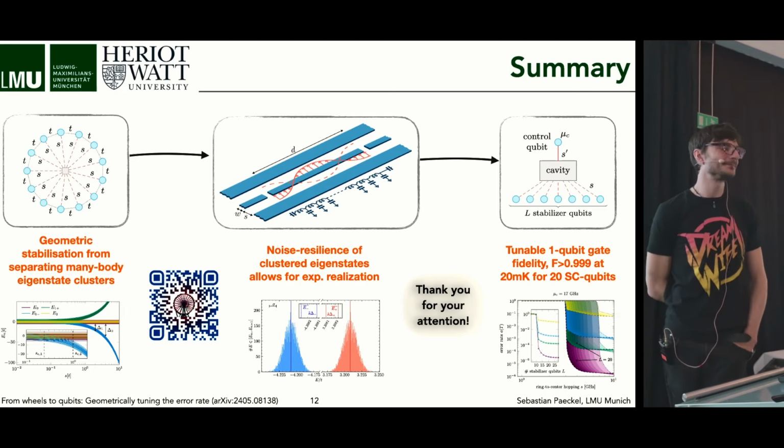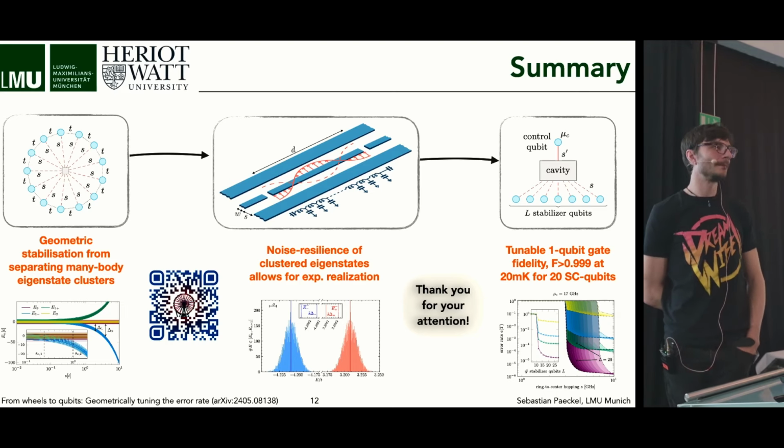Hi, thank you for the talk. In order to get something like a universal quantum computer, you would have to use two-qubit gates at some point. Do you have an idea how to realize something like that with that setting?